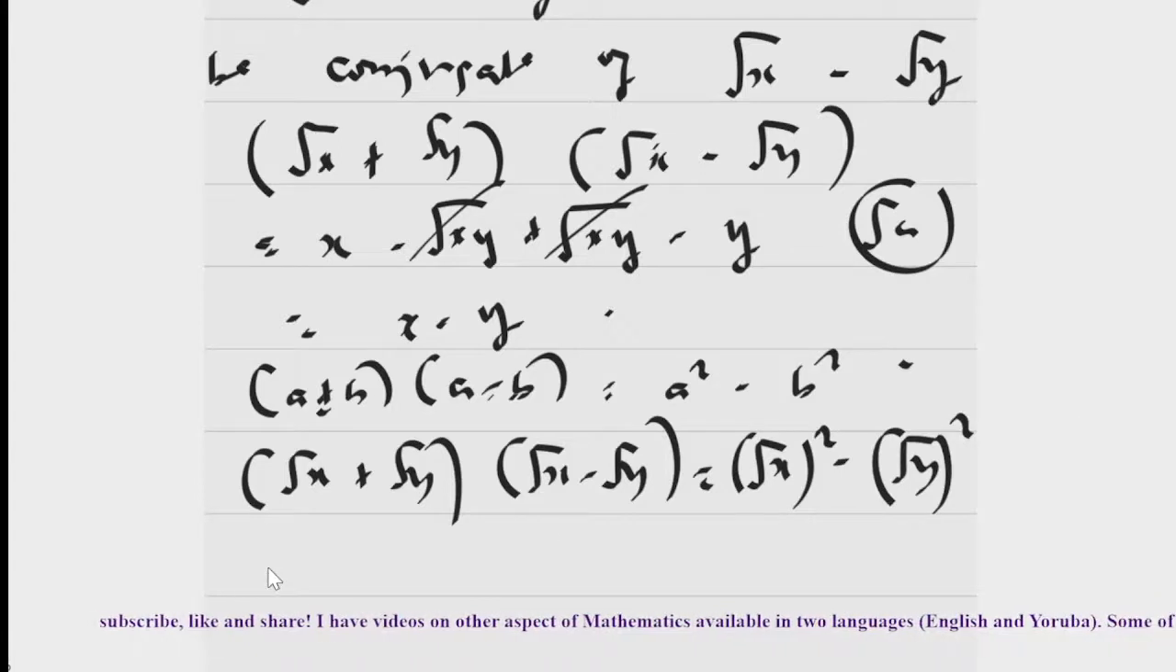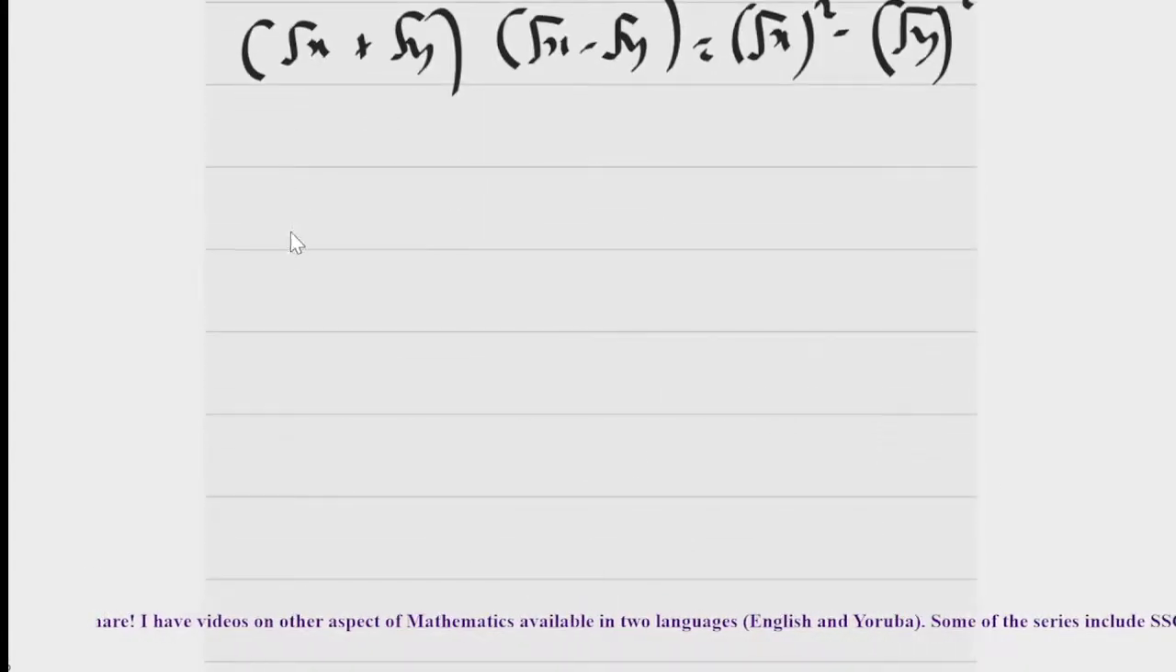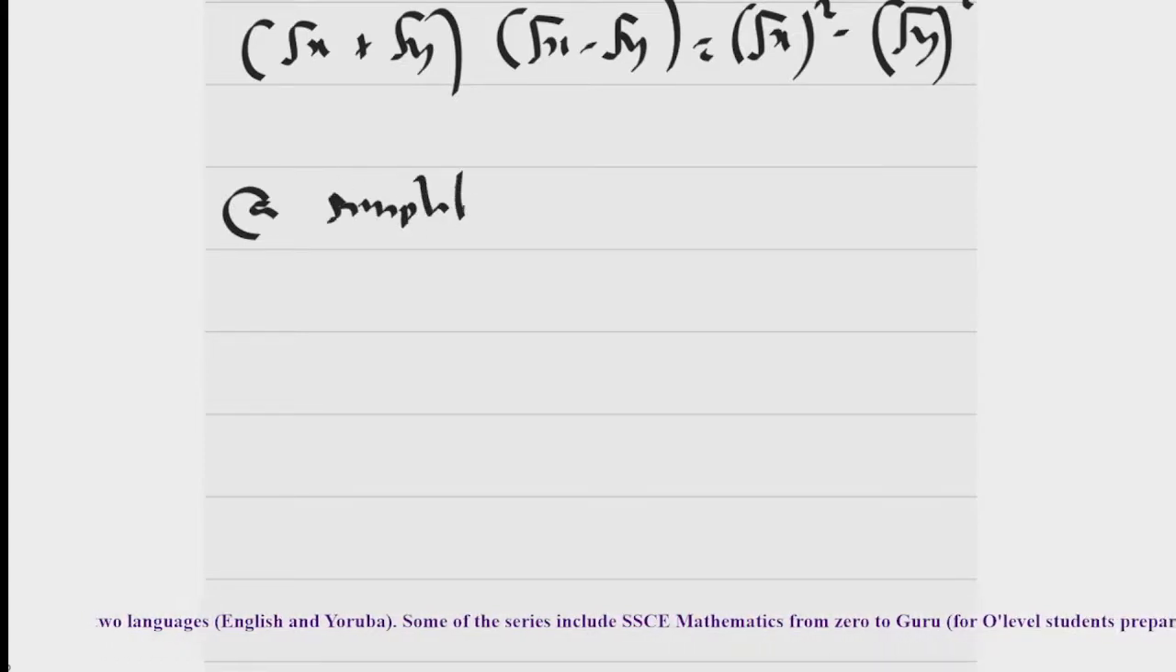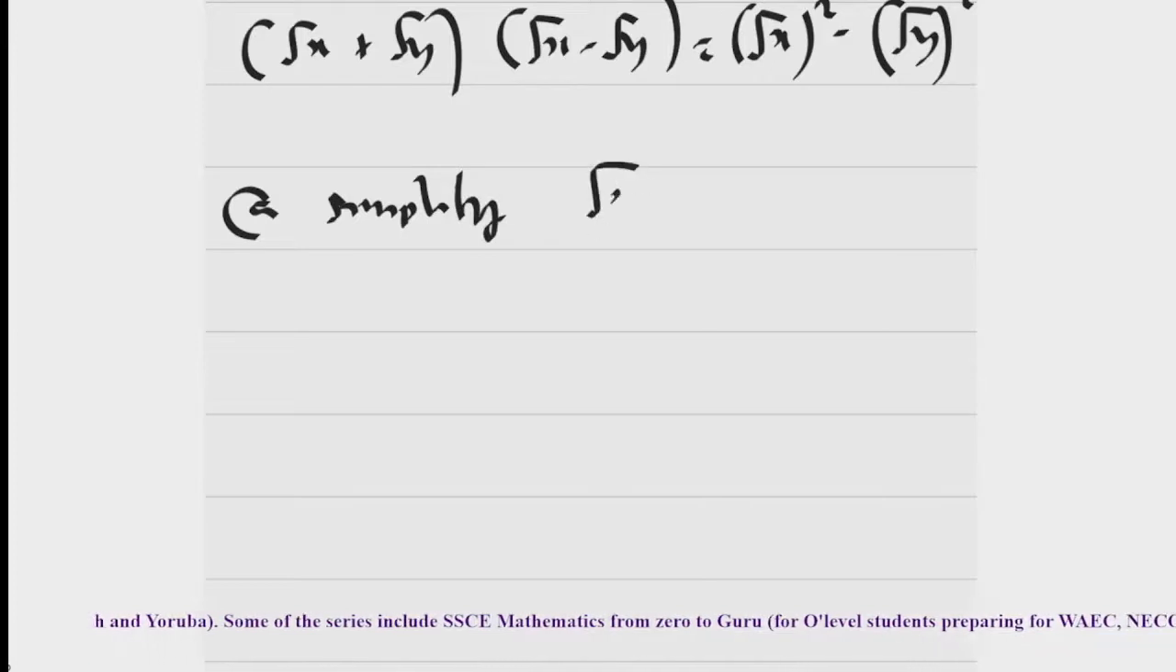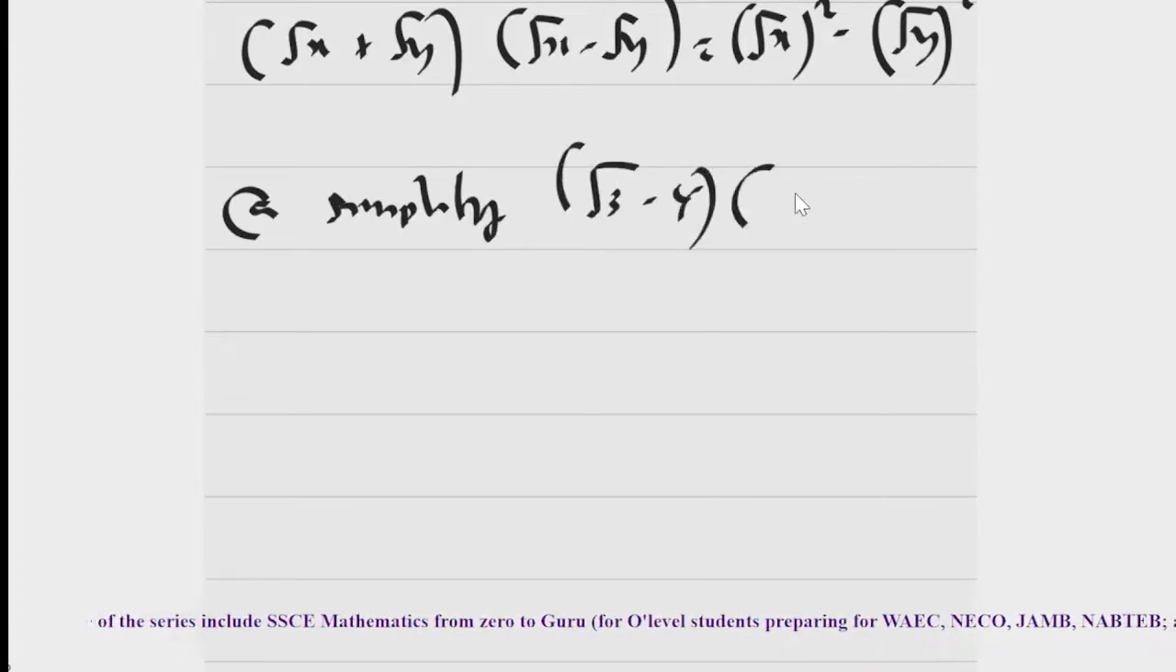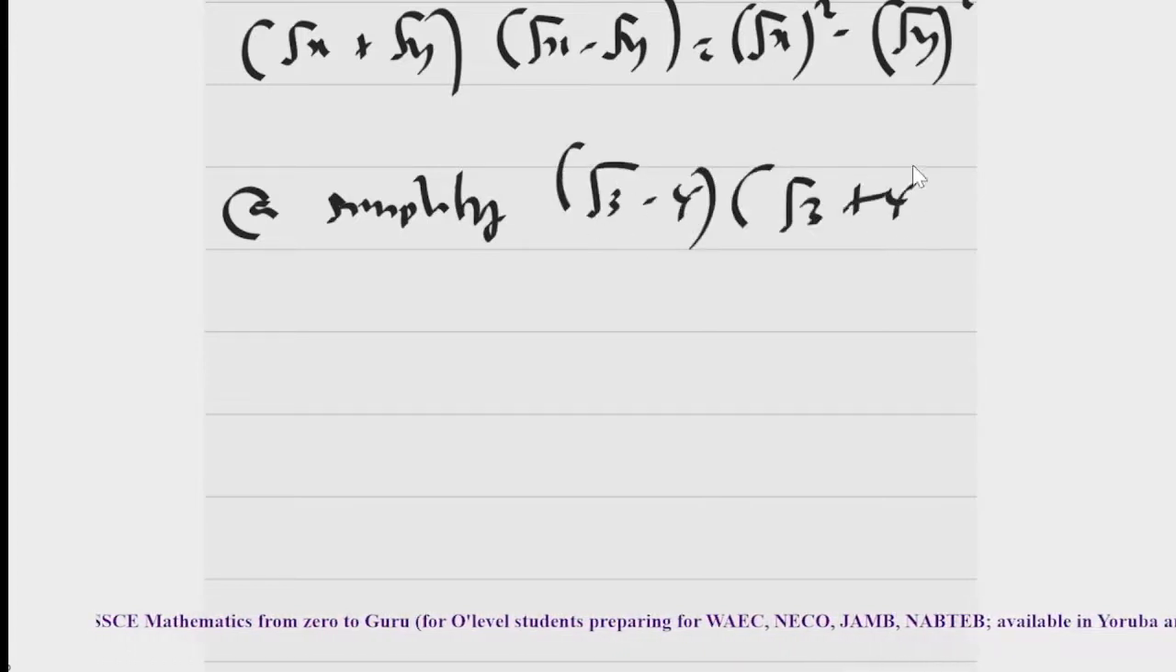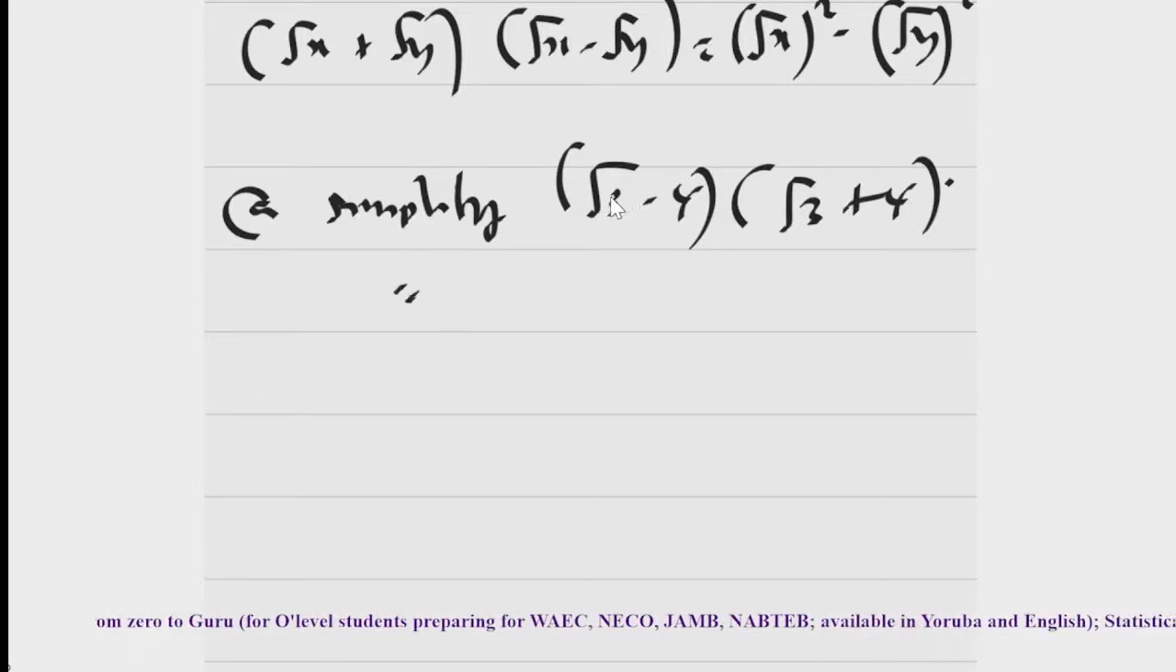I hope you understand. It's just that when you are given something of this nature, for example, if you want to simplify root 3 minus 4, root 3 plus 4. So, this will give you what? Root 3 multiplied by root 3. And if you don't want to stress yourself, this is a conjugate. They are identical, just that this is minus and this is plus. They are conjugates. Indeed, they are different. This is a difference of two squares.